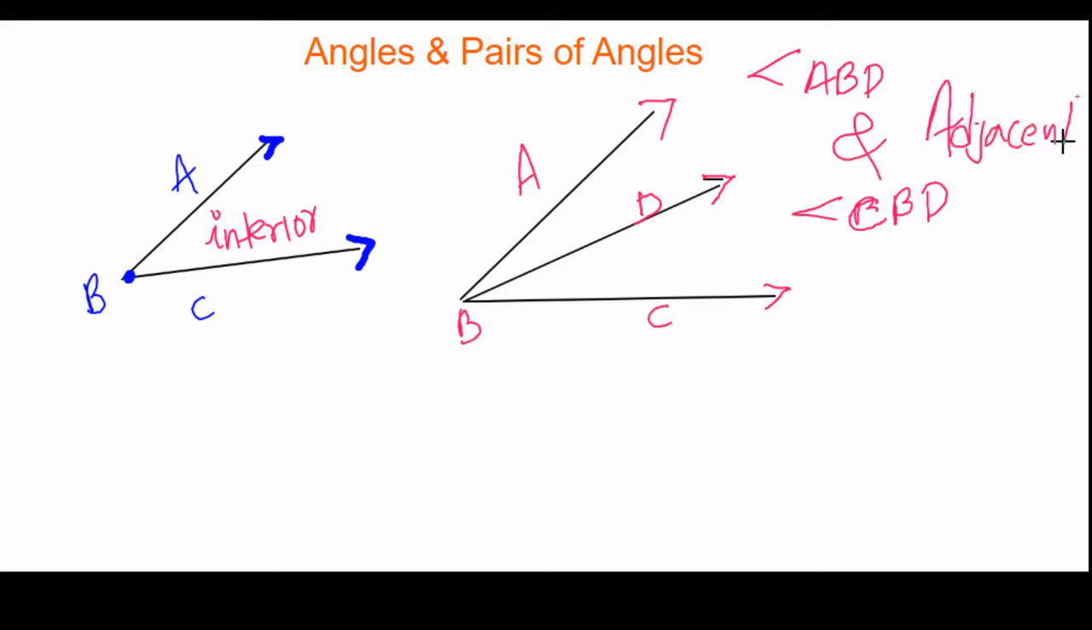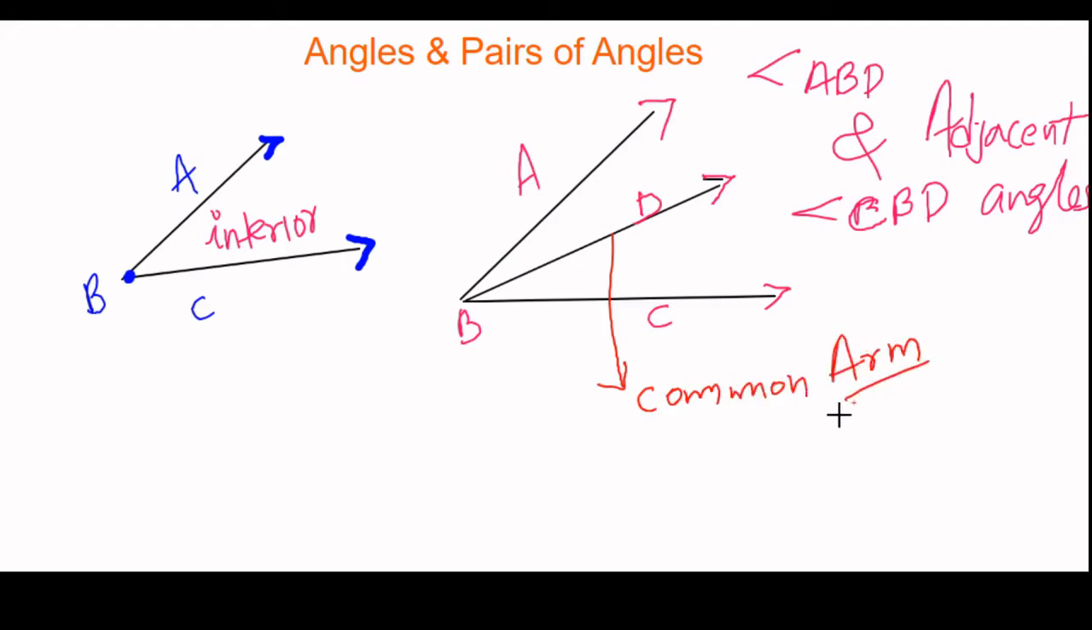Adjacent means close by, touching each other, just like neighbors of nearby flats. There will be a common wall, right? So there will be a common arm here for these angles. So that is one thing, one pair of angles. Okay, so this you should keep in mind. Let us move ahead.